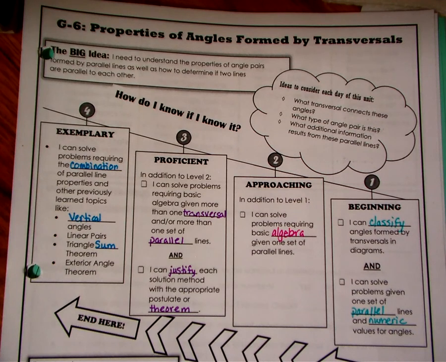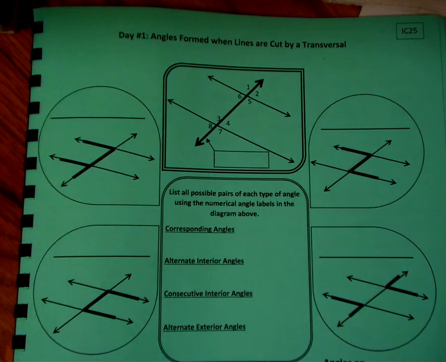And then for that level 4, the exemplary level, you must be able to be successful in the first 3 and also solve problems requiring the combination of parallel line properties and other previously learned topics such as vertical angles, linear pairs, the triangle sum theorem, and exterior angle theorem. All right, so today we have in class 25 is our lesson here.